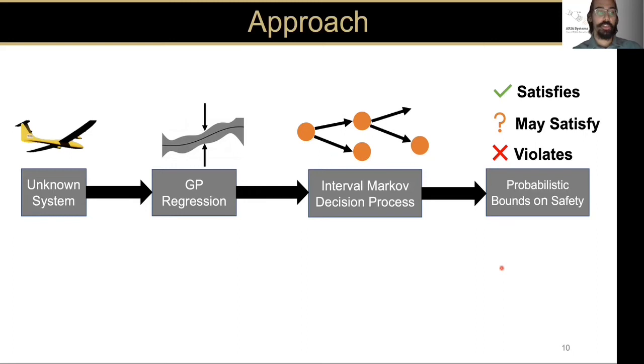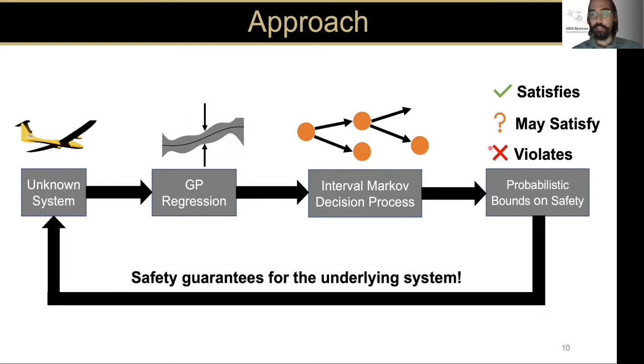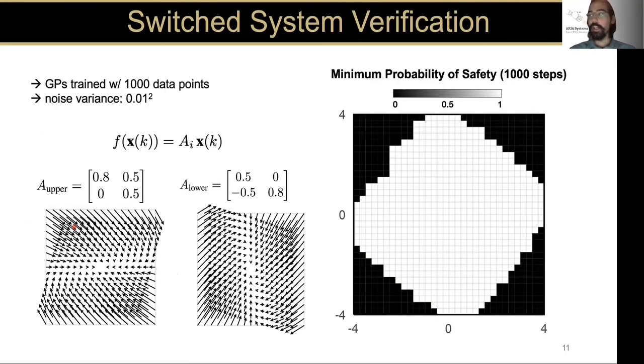In the paper, we show that by capturing the paths of this unknown system in the IMDP, the guarantees that we generate do apply, in fact, to the unknown system, closing the loop. So by using this IMDP to capture an abstracted system, we can finally generate guarantees for the unknown system. So now I'll talk about a couple of examples that are presented in the paper.